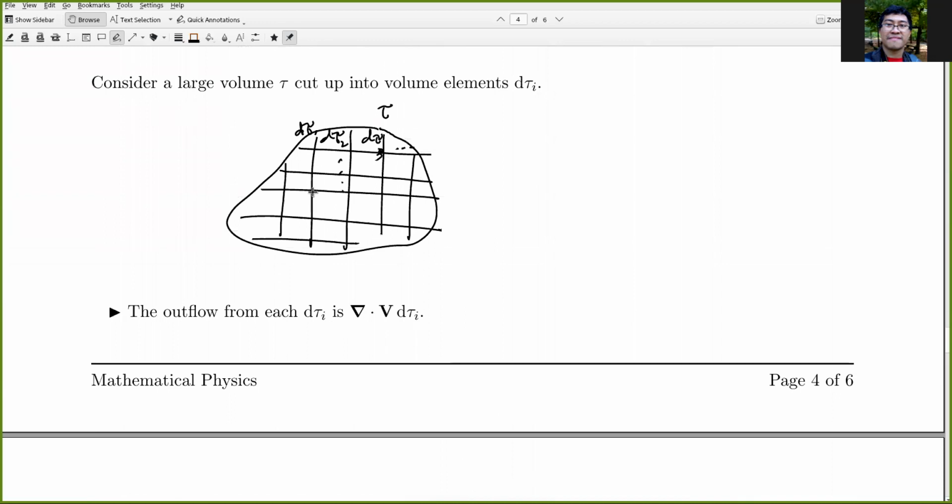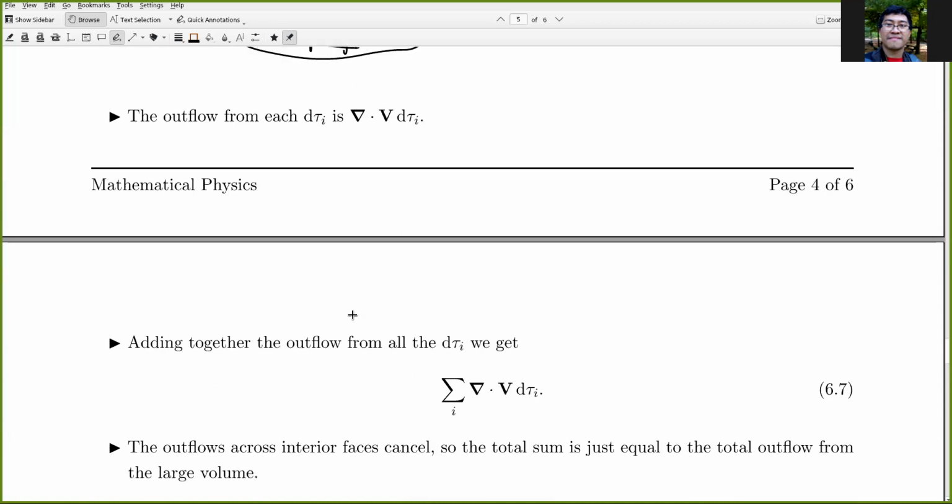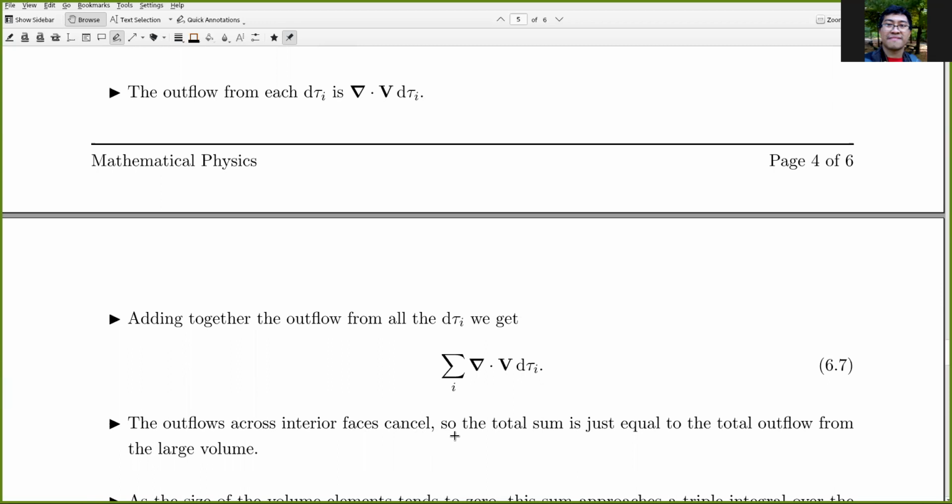But let's say if you consider one element here, the outflow would become the inflow of the other. So if there's a net outflow, or say there's also an inflow, that would cancel out with the inflow or outflow of the adjacent element. So they would just cancel. What would not cancel would be the outflow on the sides. So the outflow across interior faces cancels, so the total is just the outflow from the large volume.